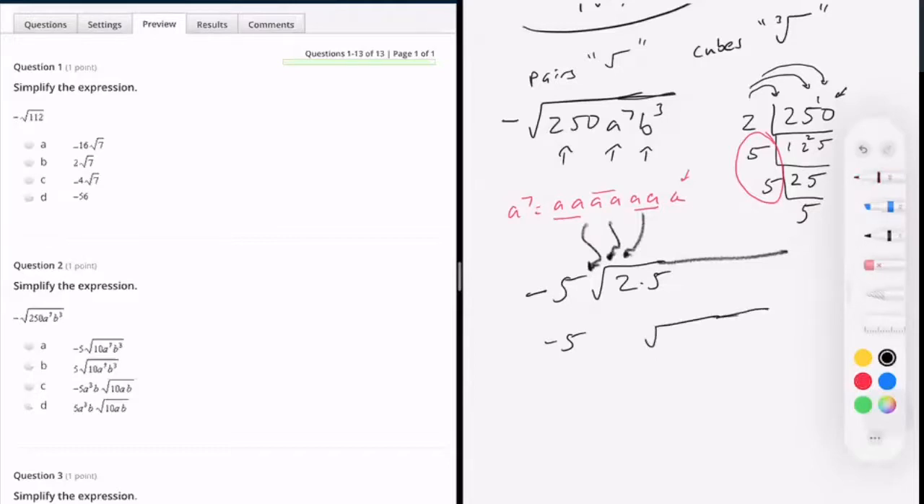We said that was 10. Giving me some space here too. We said we had A, and A, with 1 A left over. All right, this guy's left over here. A times A times A is A cubed.